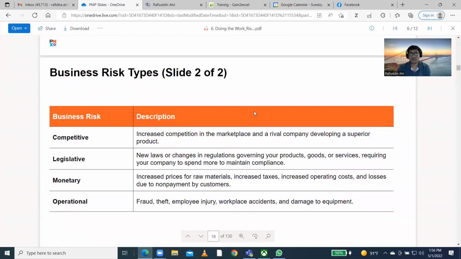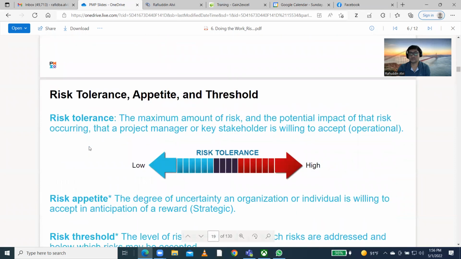Business risk types are competitive, legislative, monetary, and operational. Competitive means competitors in the market, which is also a risk. Legislative means government rules and regulations coming into the picture. Monetary means, for example, raw materials running out or not being sufficient. Operational means some kind of theft occurring, or an injury at the workplace. That is also a form of business risk.